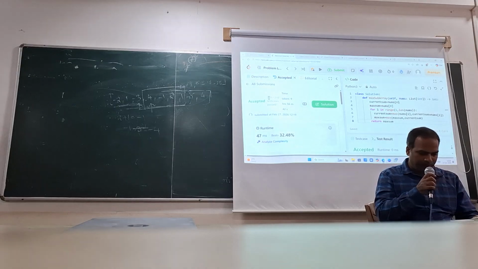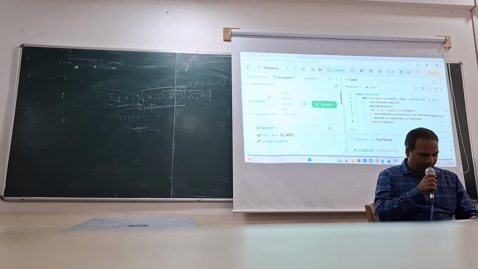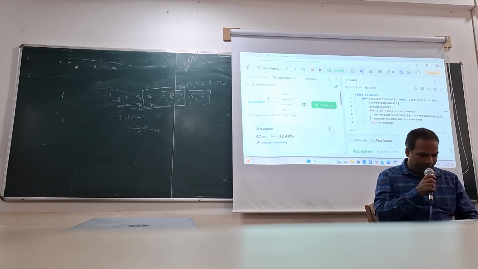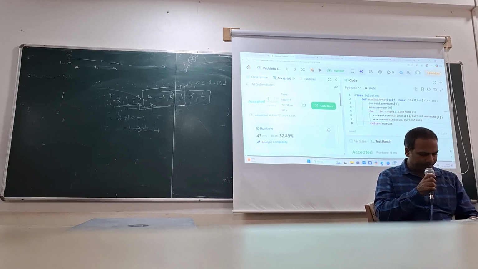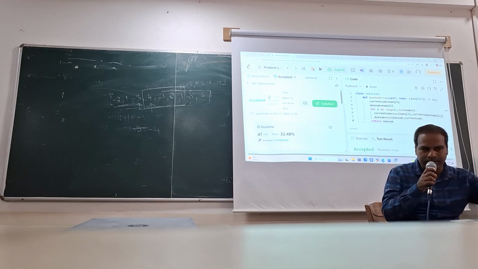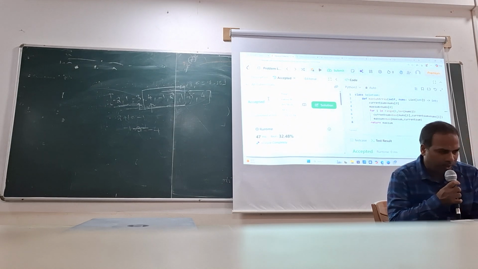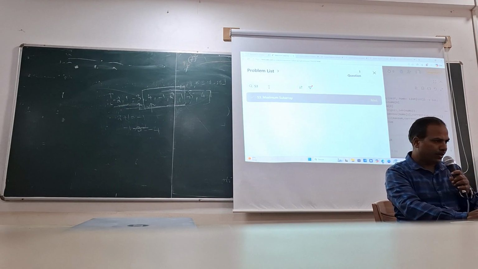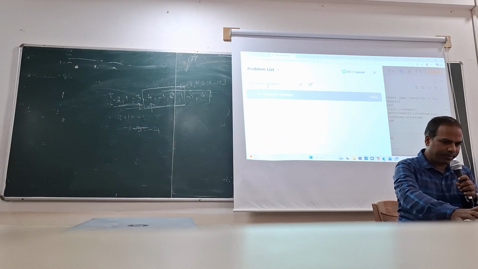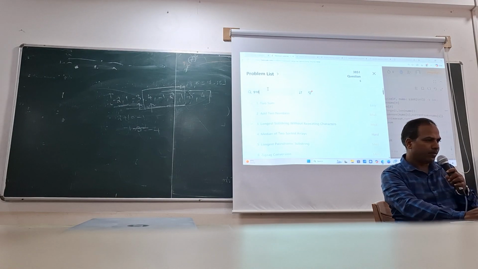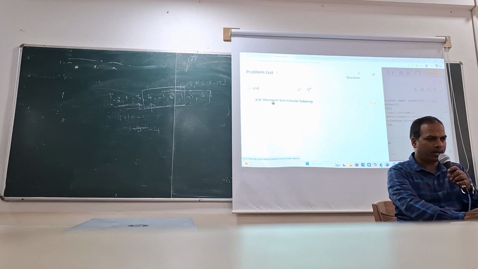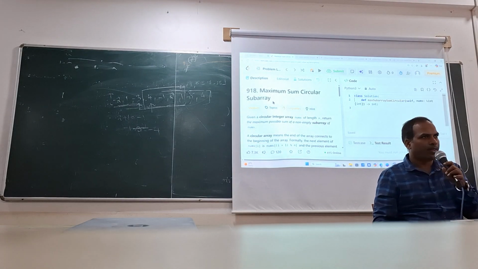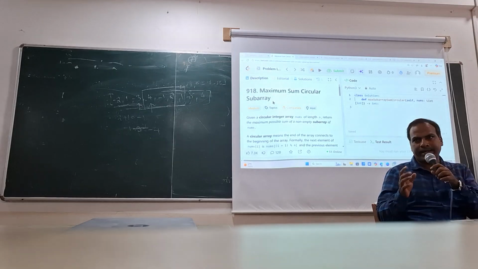So we will analyze that problem, sir, first. LeetCode problem number 918. First we'll read it and understand it, sir, before lunch, and then after that we'll continue with that. Okay? Problem number 918, maximum sum circular subarray. Just read it, sir, everyone.